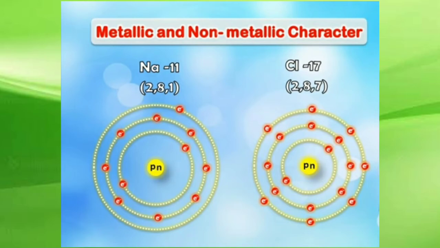And look at chlorine. The electronic configuration is 2, 8, 7. So is it easy for chlorine to gain one electron or lose 7 electrons? Yes, it is easy for chlorine to gain one electron.